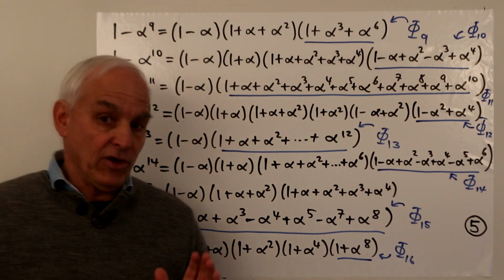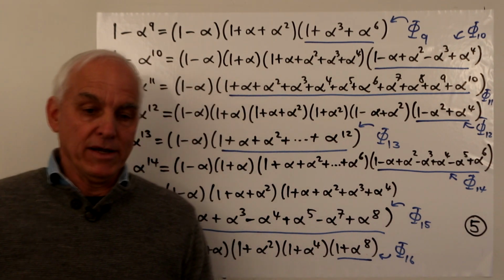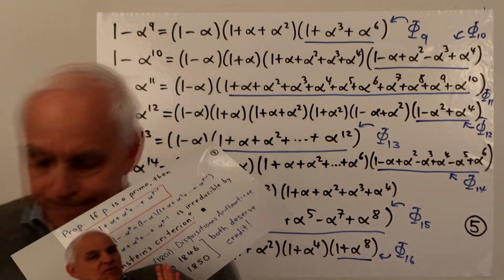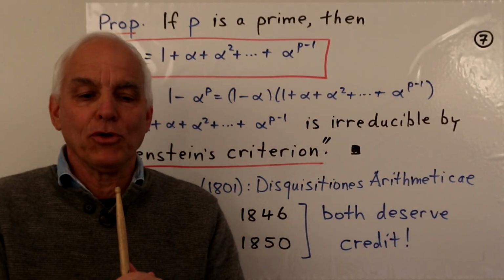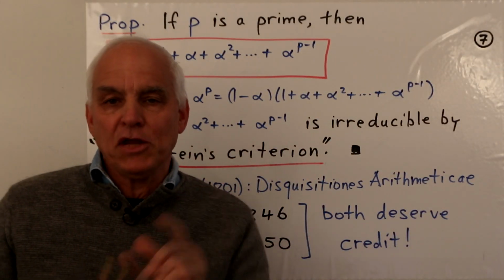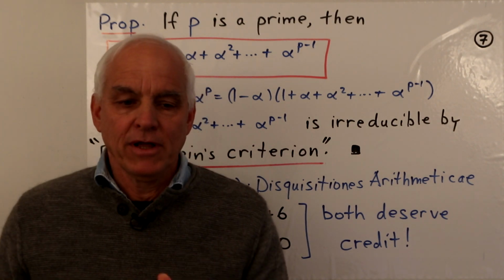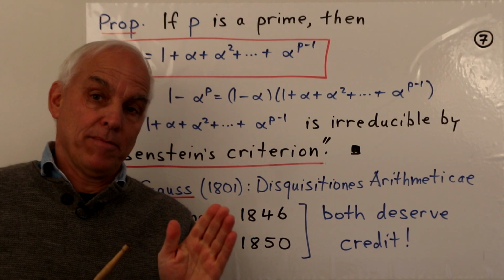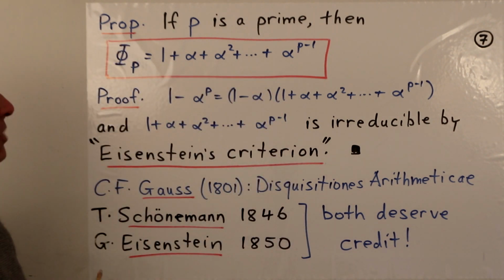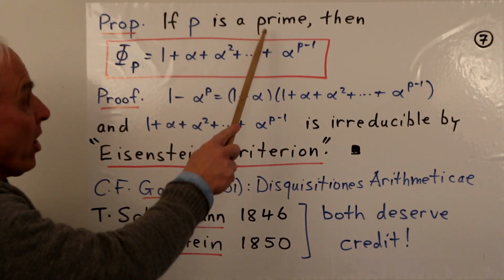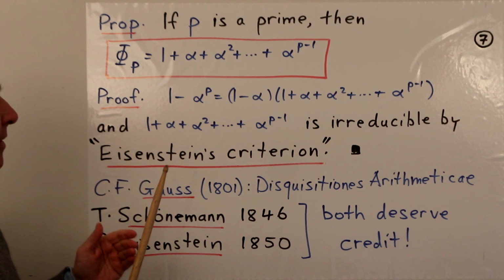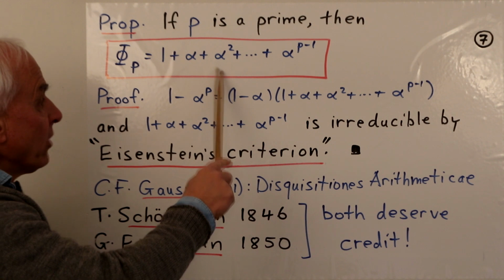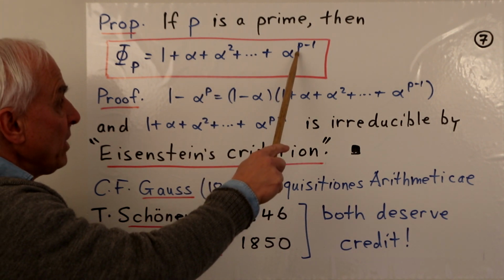However, of course, we've just stated these theorems. We have no idea at this stage how we might actually prove them. Now, if you've been following those examples that I've been looking at, there will be one case that you're probably pretty confident about. And that's the case when the exponent, say p, is a prime. Okay, and here's the proposition that encodes that: if p is a prime, then phi sub p is the sum 1 plus alpha squared all the way up to alpha to the p minus 1.